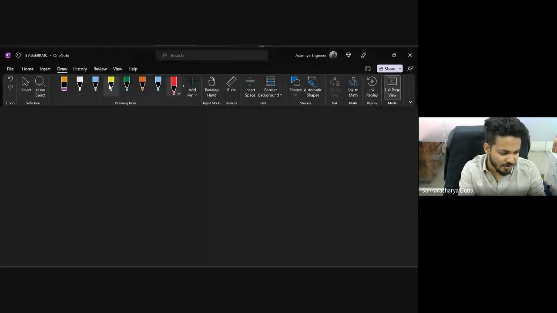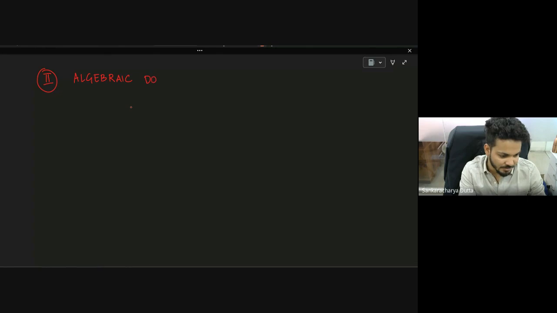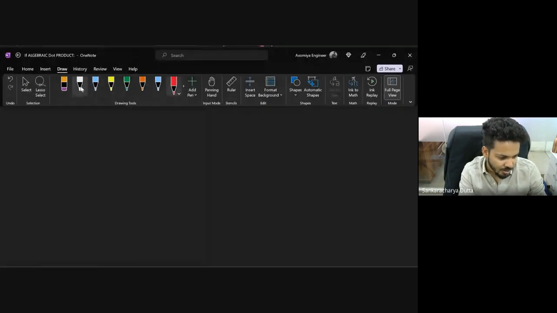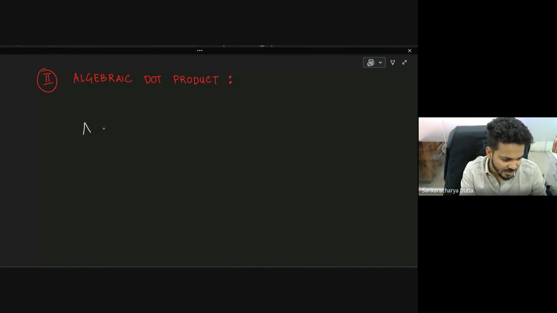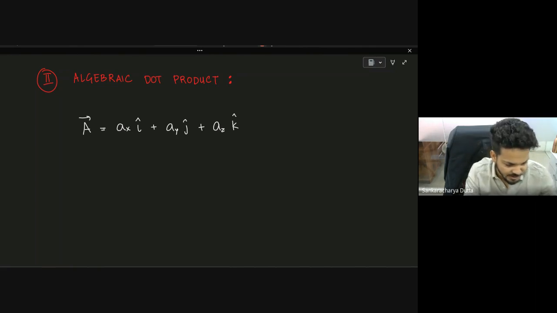Okay, let's move forward. Algebraic dot product, or I would say it's the dot product in component form. In this scenario, your vectors are given like this. A is ax i cap plus ay j cap plus az k cap. This ax is essentially a number representing the x component, so it may be 3, 4, 5, something like that. B vector, let's say, is bx i cap plus by j cap plus bz k cap.